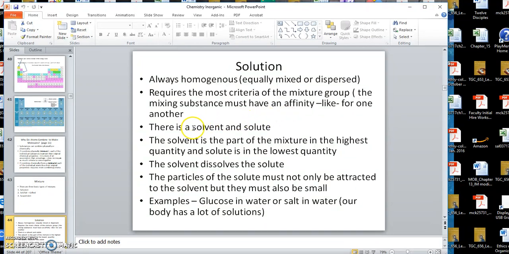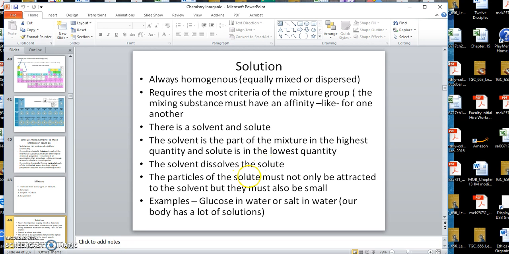In there, as I mentioned, there's a solvent and a solute. The solvent is the entity in the highest quantity. It's what the solute will be dissolved into. The solvent dissolves the solute. So the solute is in the smallest quantity and the solvent is in the largest, because what has to happen is the solvent has to form a complete shell around each solute particle. So that obviously means you need more solvent than solute.